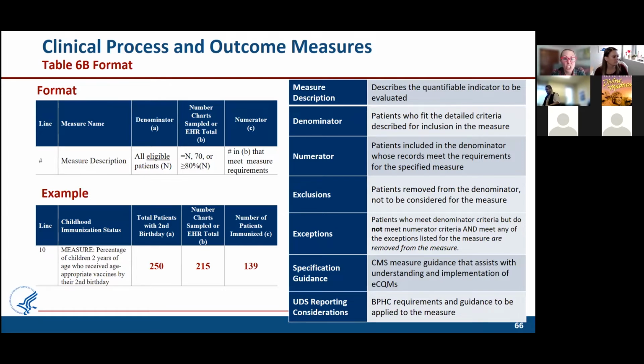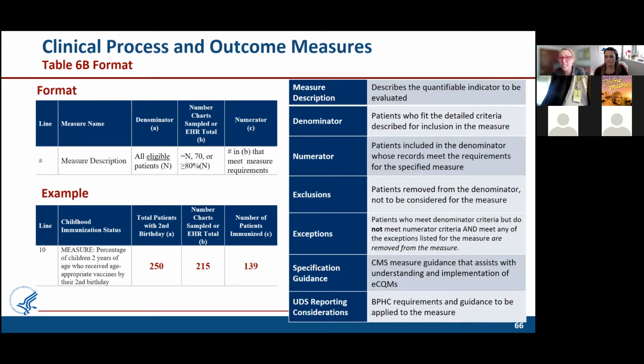So first, let's take a look at Table 6B. On the screen, under Format in that table, you're going to see the elements of the UDS clinical measures as they're reported when you're completing the UDS. So for each measure on Table 6B, you'll report column A, that is the denominator, or sometimes called the universe. Patients who fit the detailed criteria described for inclusion in the measure are here, and all eligible patients are reported in column A. Column B is the number of charts sampled or EHR total.